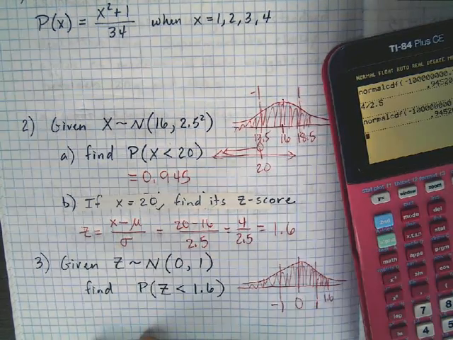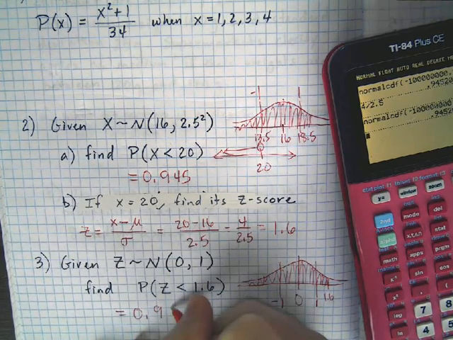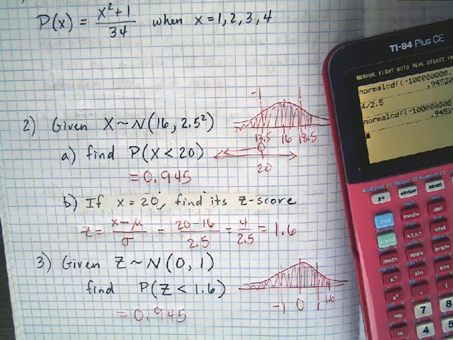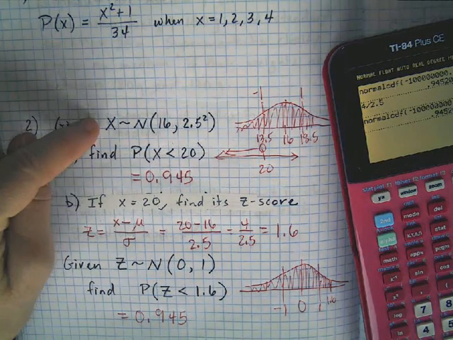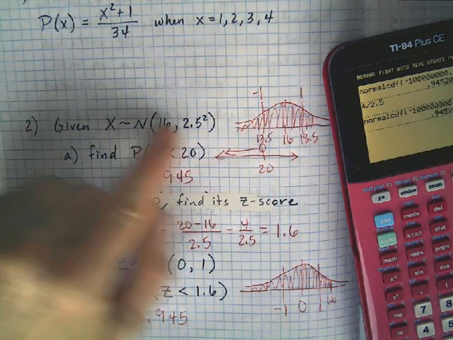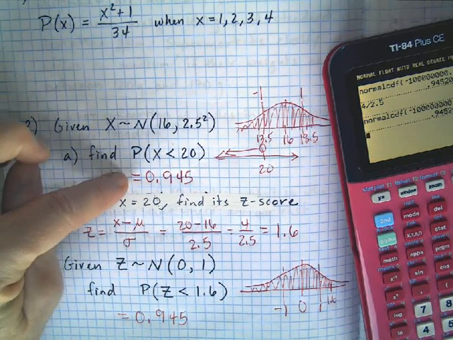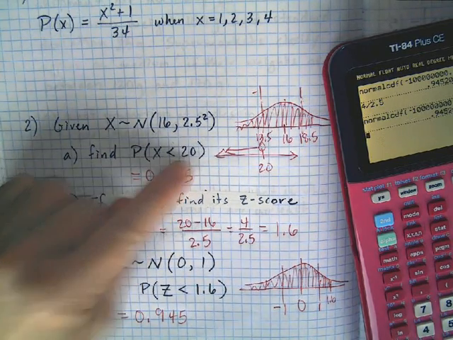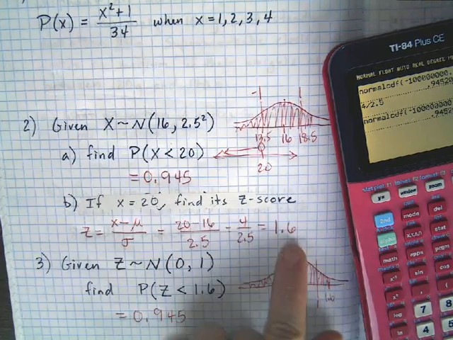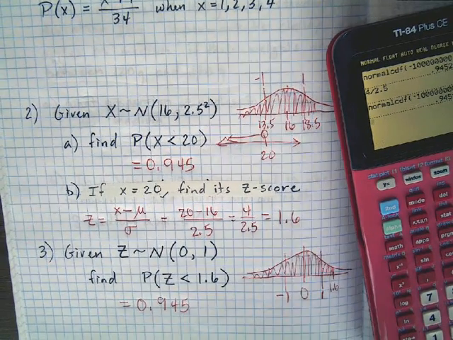I get 0.945. Whoa! What just happened? I got the same answer again. Look what has happened. I took a situation that had a mean of 16 and a standard deviation of 2.5. I changed it to a z-score. See the 20? I figured out what's the z-score of 20. The z-score is 1.6. And then I found the probability of having a z-score of 1.6.